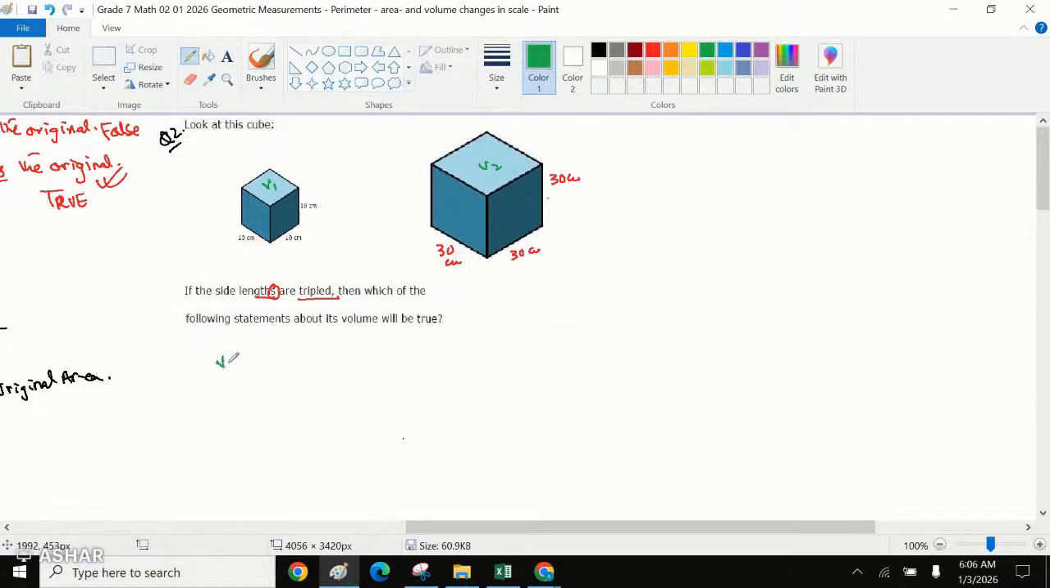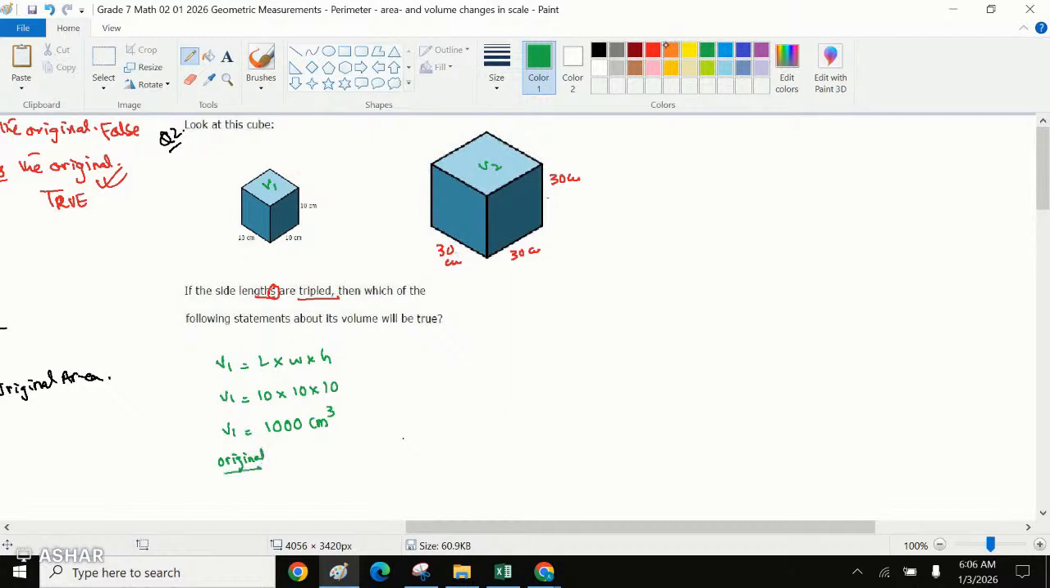So if I need to find the volumes, can I find the volume 1? That means length into width into height. The volume 1 comes out to be 10 multiplied by 10 multiplied by 10. 10 multiplied by 10 is 100. 100 multiplied by 10 is 1000. Agreed? This is volume 1 of the original.